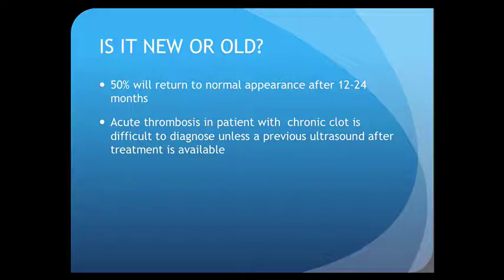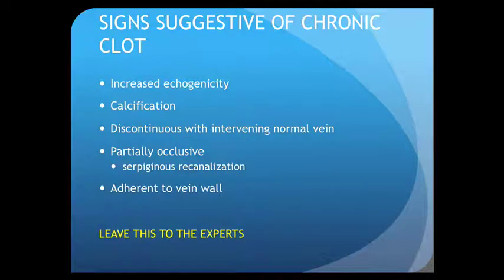If you get a DVT, then 50% of the time it will resolve fully after 12 to 24 months and you'll go back to a normal appearing vein. But in the other 50%, it won't. And trying to determine is there new clot on a background of old clot tends to be very difficult unless you have an ultrasound that was done after the end of treatment, which is why some places do this routinely. There are some features that will help you determine the chronicity of a clot.